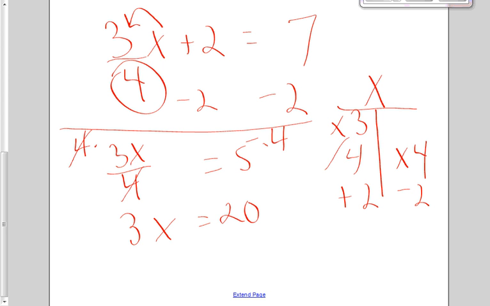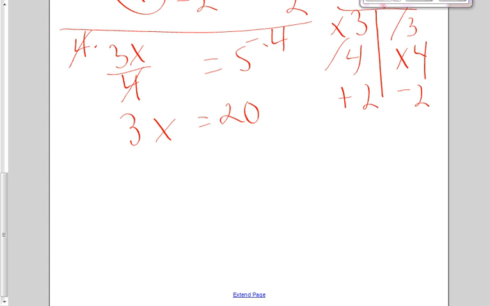Now, instead of multiplying by 3, we will divide by 3. So if we divide this side by 3 and this side by 3, 3 goes into 3 once, 1x is equal to 6. And 6 times 3 is 18. And then there's 2 out of 3 left over.